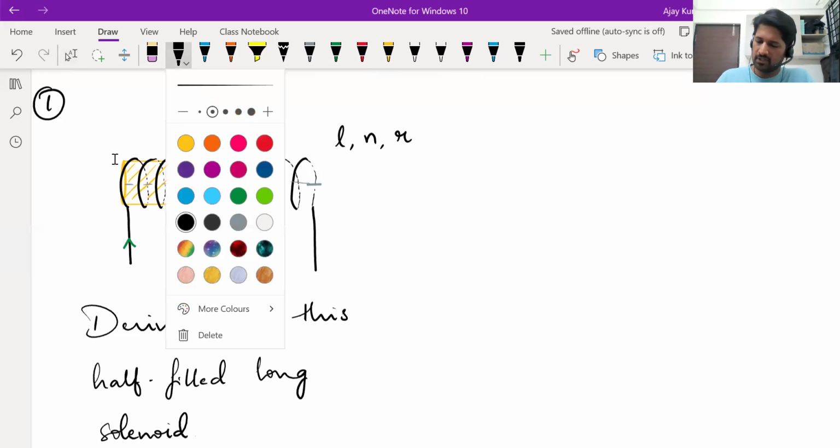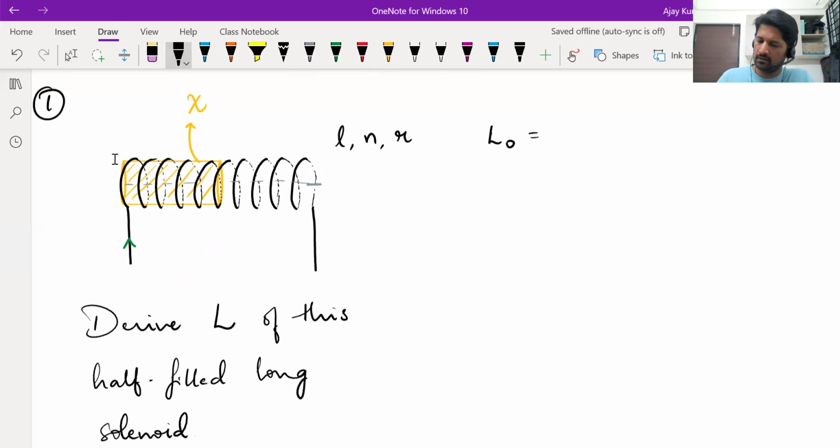See, we know the inductance of an empty solenoid. It is mu naught n square L pi R square. Why we can't simply replace mu naught with mu in this case is because the solenoid is not completely filled with the material. Then how else can we derive the inductance when it is partially filled? When a formula cannot be used in a particular situation, you have to fall back on the basics.